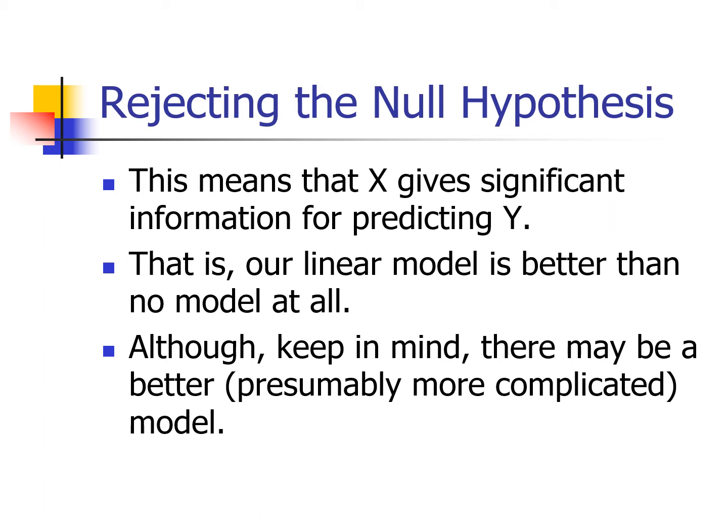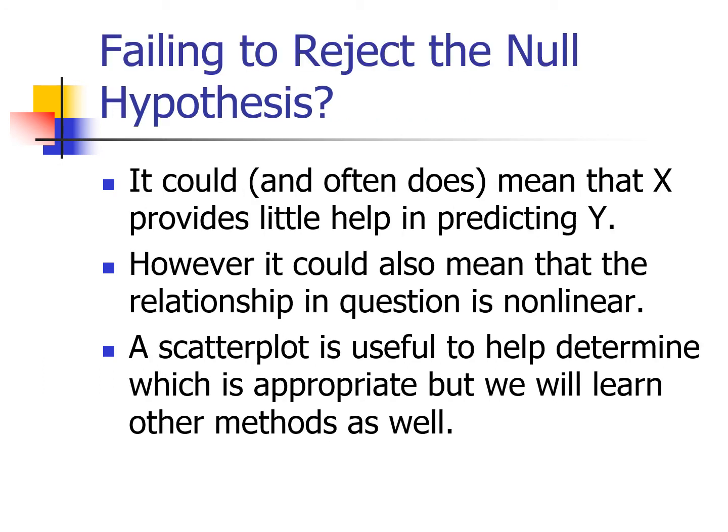Although we should always keep in mind, just like we saw with the scatter plot, that doesn't mean that there may not be a better, presumably more complex model. Maybe some curvature, for example, would fit that neck girth weight relationship better. If we fail to reject the null hypothesis, it could and often does mean that x provides little help in predicting y, although it could also mean that the relationship in question is nonlinear.